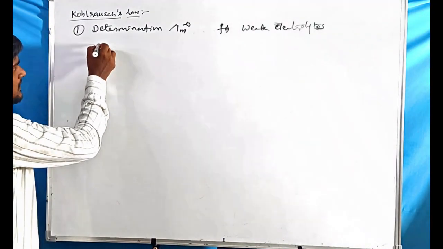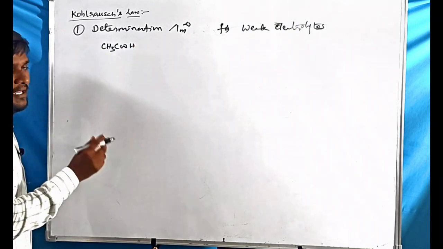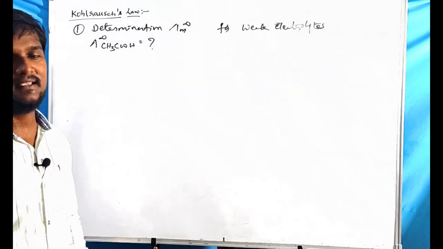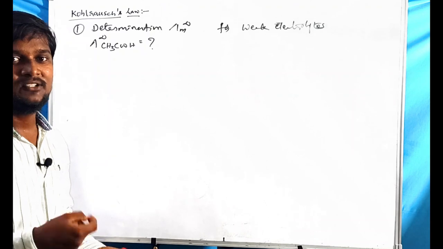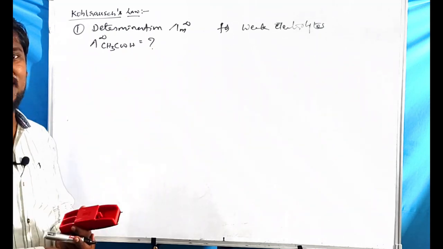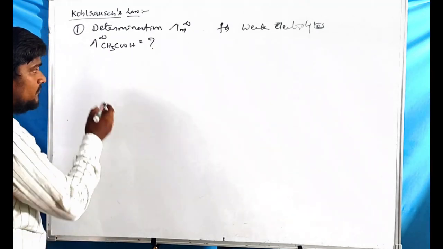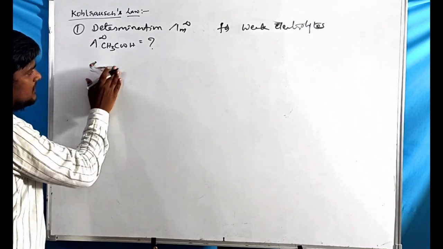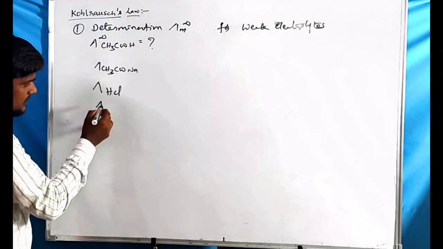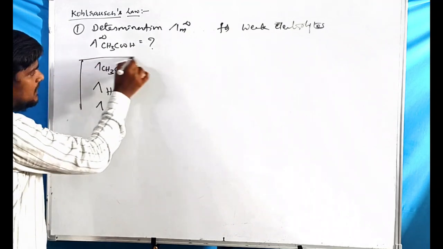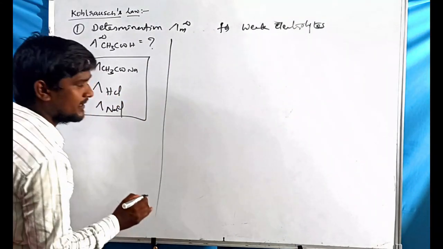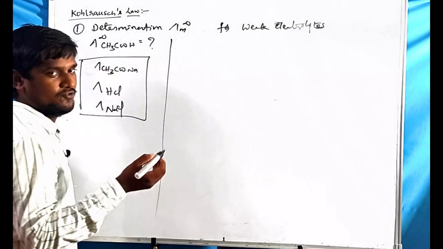Here we know that CH3COOH is a weak electrolyte. We want to find the equivalent conductance at infinite dilution of acetic acid. We don't know a direct method, and the extrapolation method cannot be used for this type of weak electrolyte. With the help of known compounds, the equivalent conductance of CH3COONa, the equivalent conductance of HCl, and the equivalent conductance of NaCl, that is, known strong electrolytes, we can find the unknown weak electrolyte's equivalent conductance. Now let us calculate the formula.